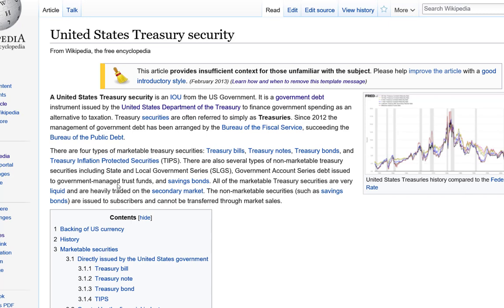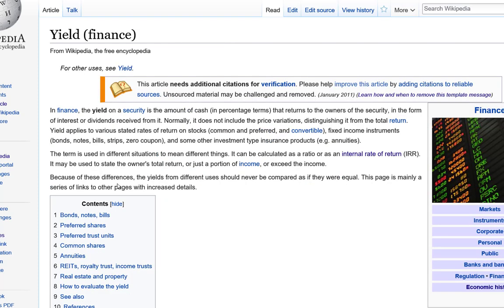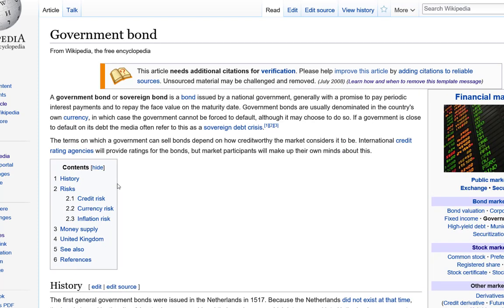United States Treasury Security is an IOU from the US government, okay. Yield in finance: the yield on a security is the amount of cash, in percentage terms, that returns to the owner of the security. Alright, government bond is a bond explanation. What's the difference? No idea. Okay, looks like I have to learn it all.